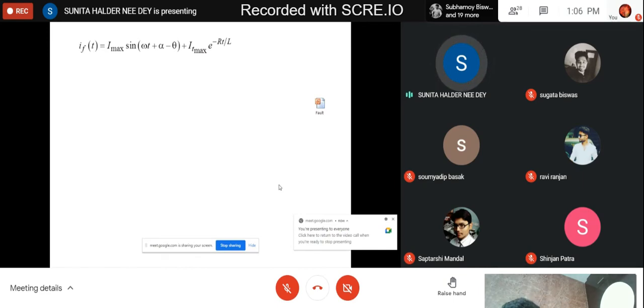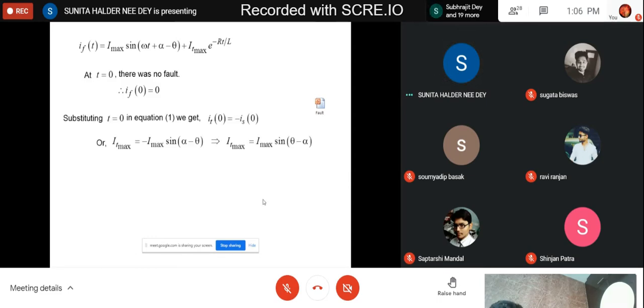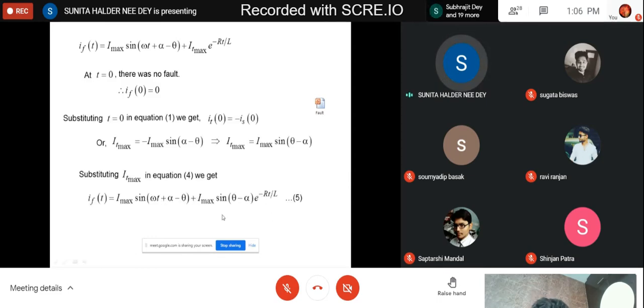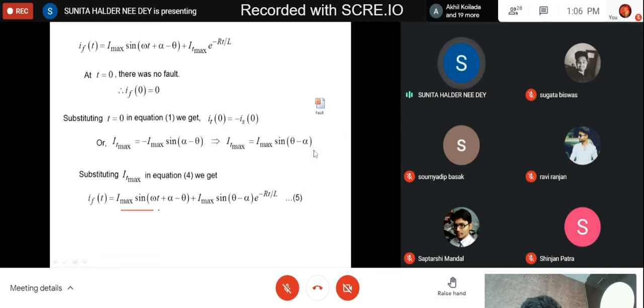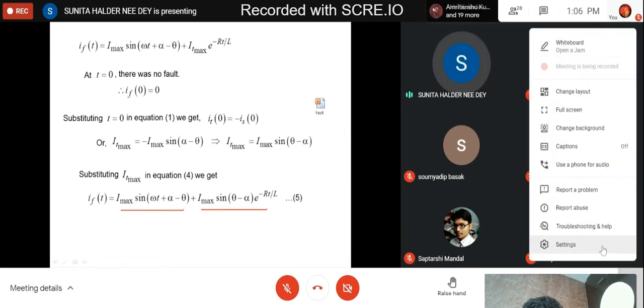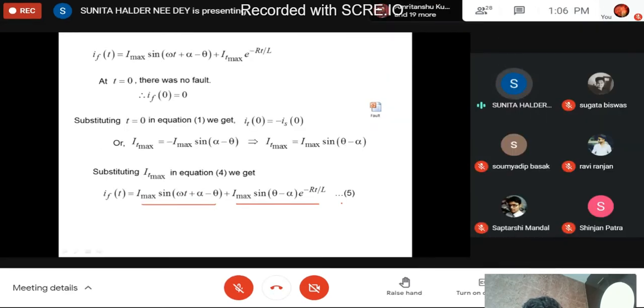Then let's see the expression of the fault current with all these things we have derived. See equation 5 already. Then actually there were two parts of fault current: one is steady state, another is the transient. So the first one is the steady state component, the second one is the transient component. In case of DC, the maximum component of transient is V by R.